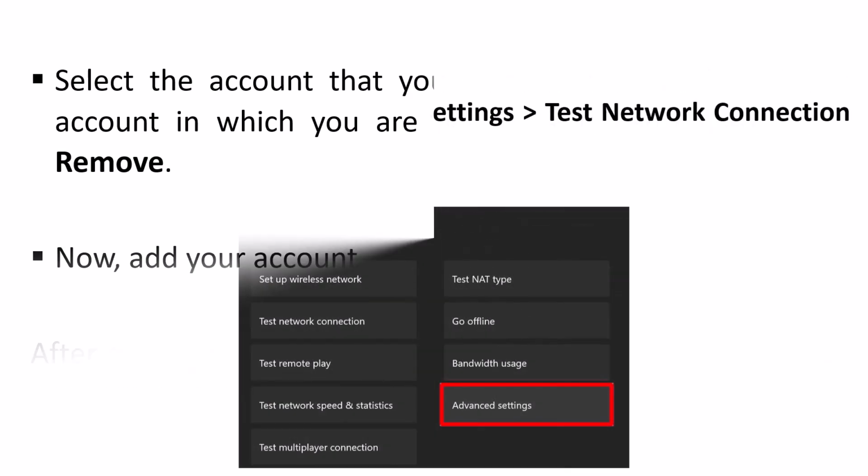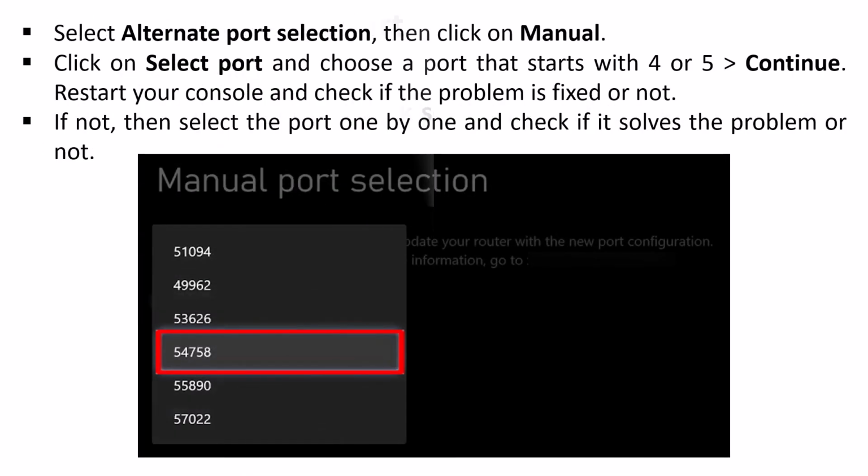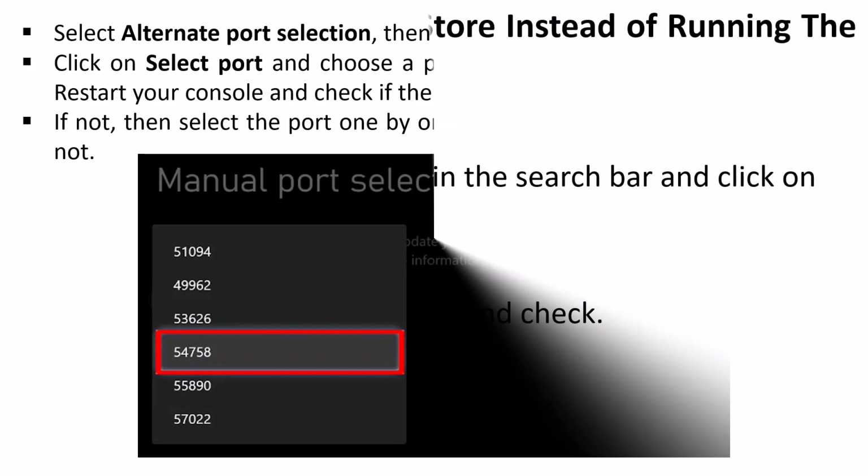is solved or not. Fix 3 is to manually select the port. So go to Xbox settings, in the General tab select Network Settings, Test Network Connection, Advanced Settings. Select Alternate Port Selection, then click on Manual. Click on Select Port and choose a port that starts with 4 or 5, continue. Now restart your console and check if the problem is fixed or not. If not, then select the ports one by one and check if it solves the problem or not.